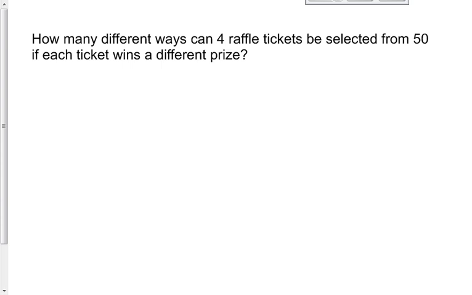Next example. How many different ways can 4 raffle tickets be selected from 50 if each ticket wins a different prize? We have a total of 50 objects, and we are only going to be choosing 4 of them at a time. 50P4. 50 objects ordered 4 at a time. You could plug that in your calculator. Be careful, it's going to be huge.